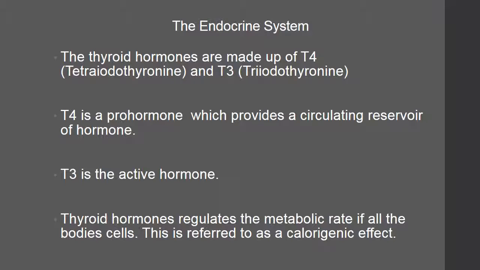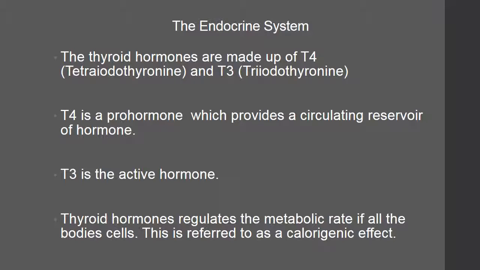The thyroid hormones are made up of T4, tetraiodothyroxine, and T3, triiodothyroxine. Now, T4 has 4 iodines on it, that's why it's called T4, tetra, 4 iodines. T4 is a prohormone which provides a circulating reserve or reservoir of hormone. T3 is actually the active hormone. So if you run out of T3 and you need more hormone, you've got T4, which can be very quickly converted to T3, and then it can be used in the body.